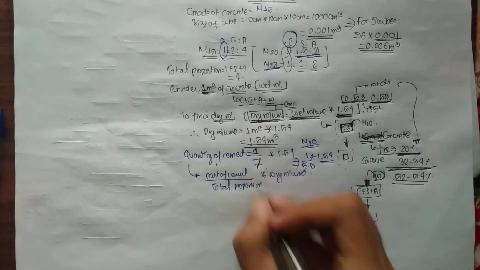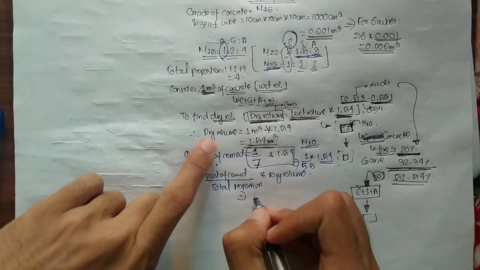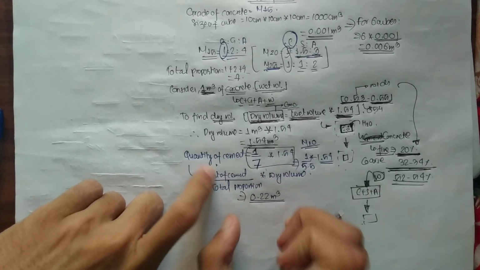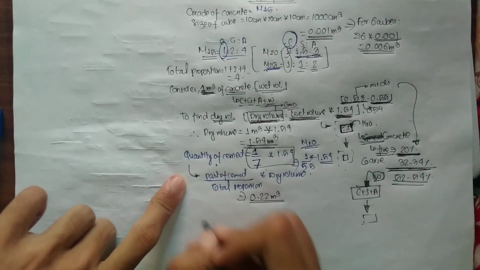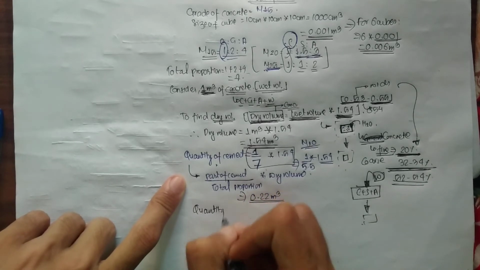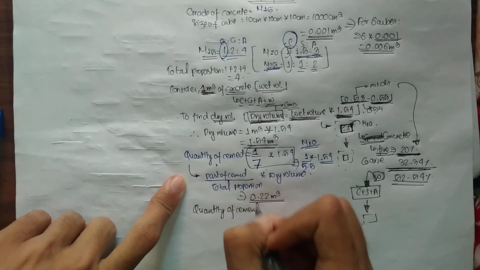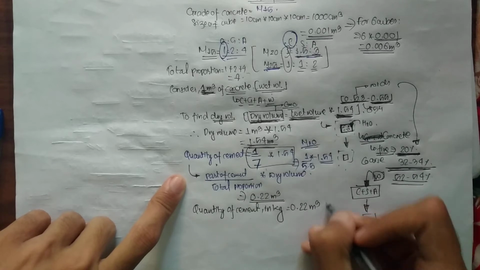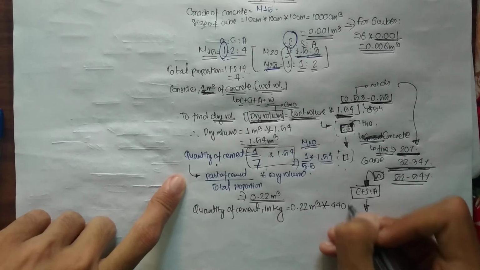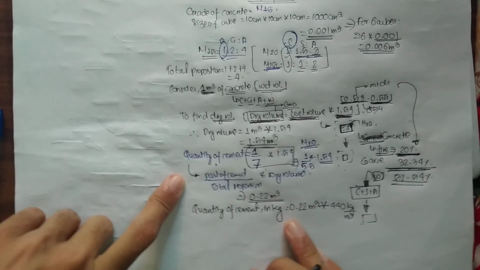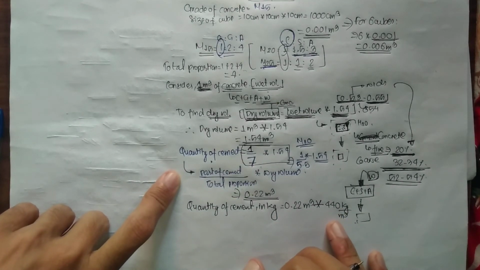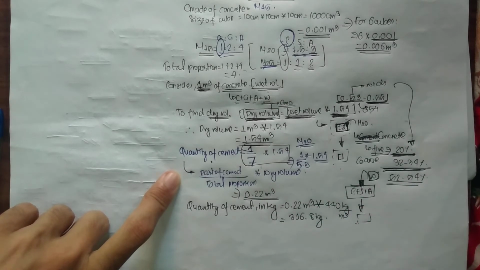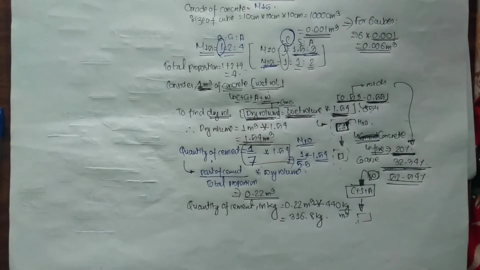Calculating this, we get 0.22 meter cube, which is the quantity of cement by volume. Let's calculate the amount of cement in kg. We multiply the required volume 0.22 meter cube by the density of cement, 440 kg per meter cube, and after multiplication we obtain 316.8 kg. Now we have calculated the amount of cement required.